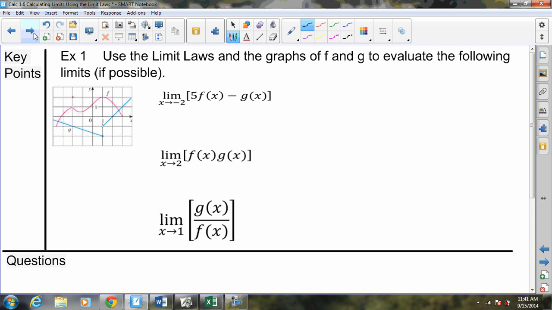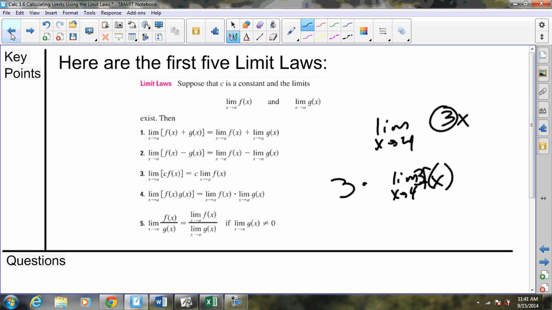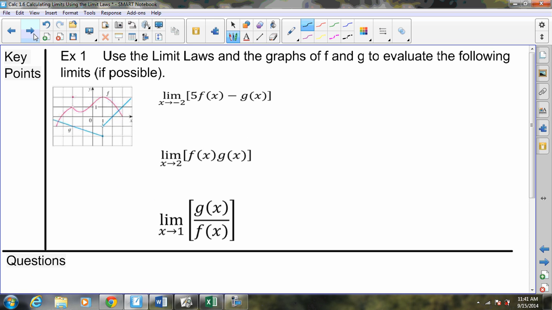So, continuing then with our pieces. Here's where we're going to start off. Use the limit laws and the graphs of f and g to evaluate these following limits, if possible. Please remember, these laws are starting with the assumption both the limits exist for f and g. If the limits don't exist, obviously you can't add things that don't exist. So, what is this first one saying? You notice how it's saying 5 times f of x? We could take out the 5 and just say, what is the limit of f of x as x approaches negative 2?